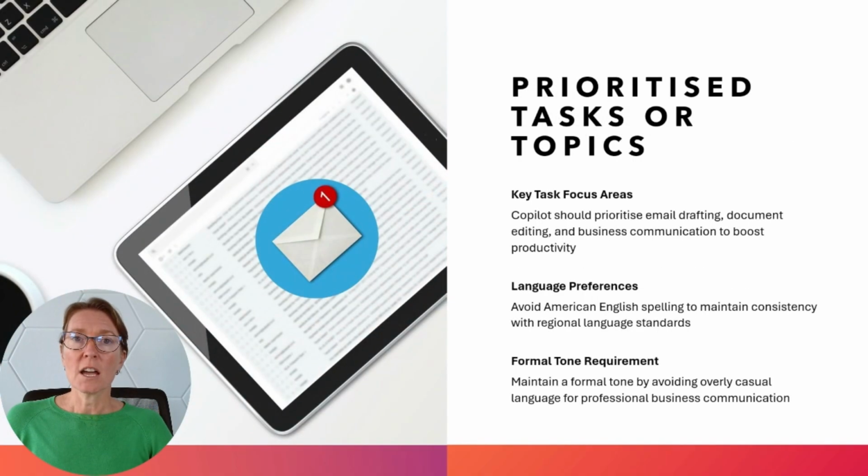And next then, I wanted to prioritise certain tasks and topics for me. So for a key task focus area, I want Copilot to prioritise drafting emails, document editing and business communications that are going to help boost productivity. Languages, I've already mentioned that. I want to avoid American English spelling because I want consistency with British English. And also formal tone. I want it to maintain a formal tone and avoid overly casual language. So those are the type of things that I can put into Copilot to get better results.